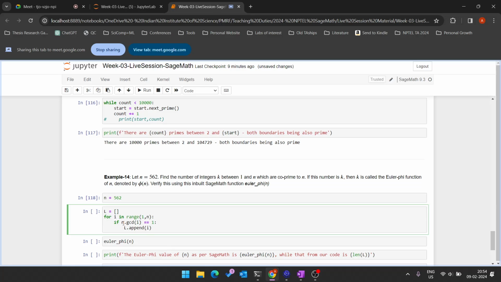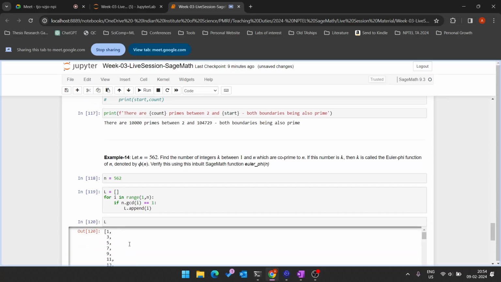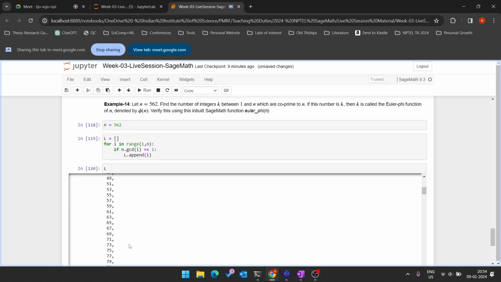So we do the same thing where we find the GCD of n comma i, and if it equals 1, this means there is no common divisor between n and i, making them co-prime. Then we add it to the list L. If I now print L, what do I get? I get a list of this sort.